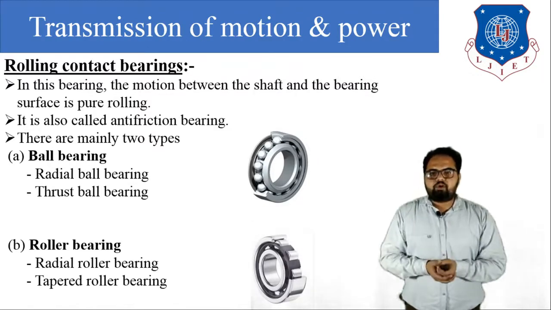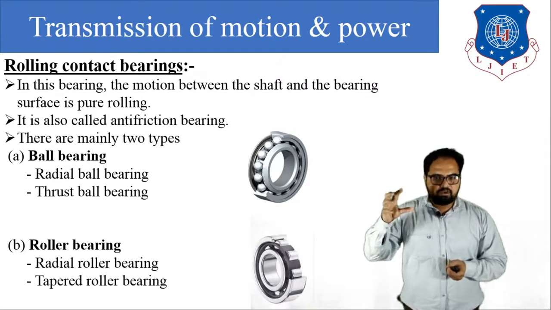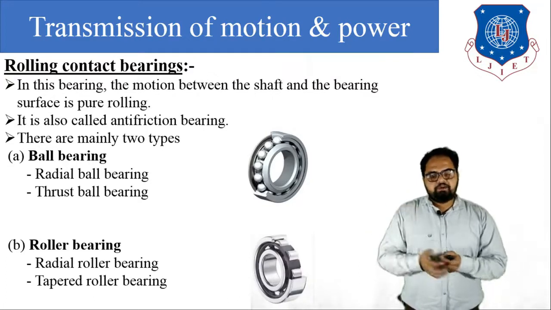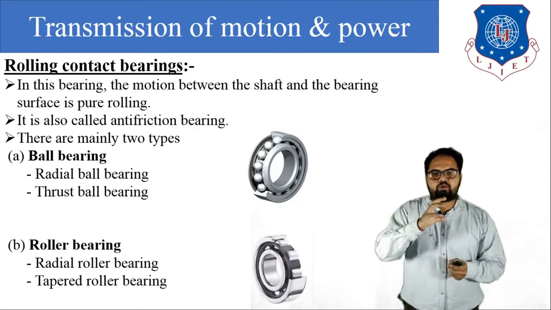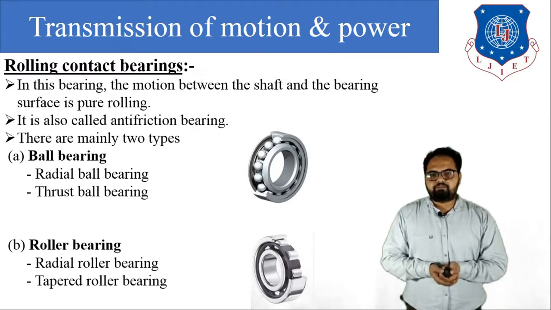So that is for the ball bearing, and in a roller bearing there is an inner race and an outer race. Between the inner race and outer race, a number of rollers are fitted. The inner race is fitted over the shaft, and the transmission of power takes place.